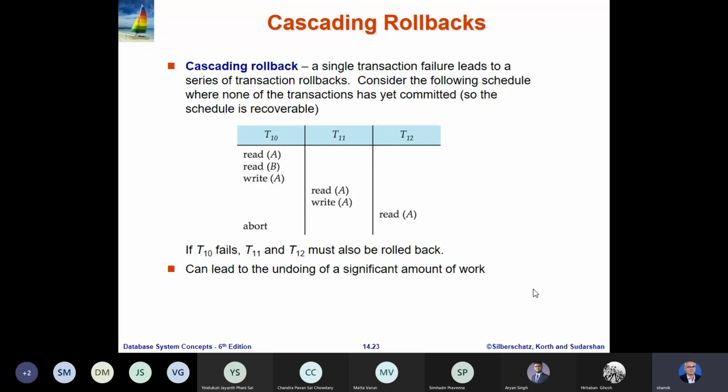Now, if T10 aborts, it will also have to abort T11 because T11 did it wrongly. It will also have to abort T12 because it read a wrong value which was written by T11 based on what was written by T10, and so on. So it results in a cascading rollback, where a lot of things will have to roll back. What it means is that none of the transactions has yet committed, so the schedule is recoverable, but it will be cascading. Okay, so we have these difficulties that we have to think of when we come up with the various schedules.